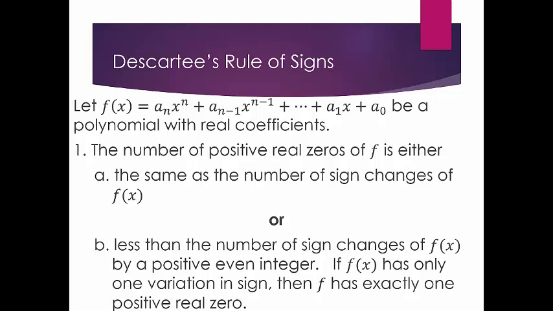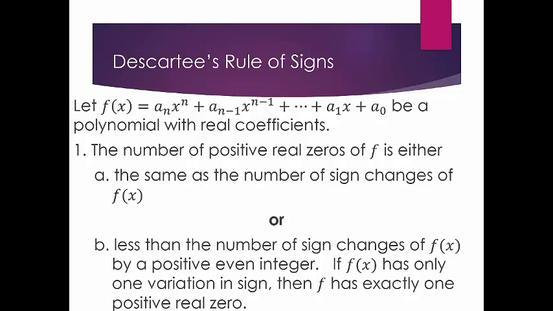The first item is the number of positive real zeros of f is either a, the same as the number of sign changes of f of x, or b, less than the number of sign changes of f of x by a positive even integer. If f of x has only one variation in sign, then f has exactly one positive real zero.